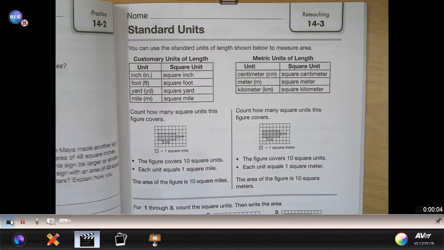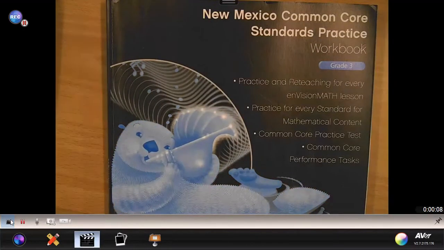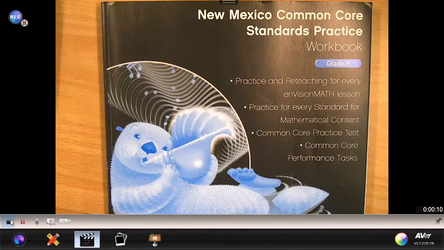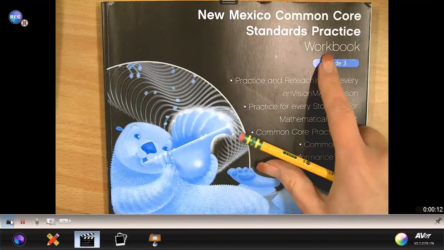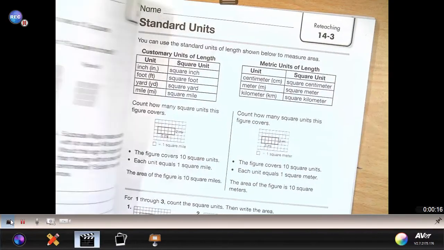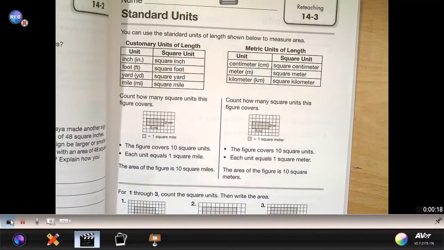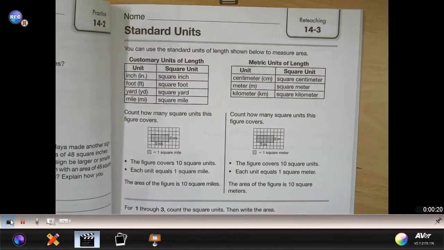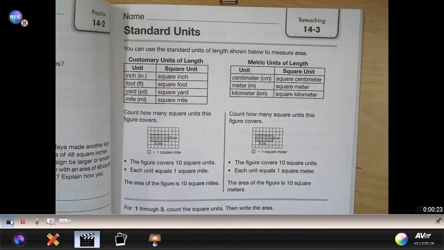Boys and girls, we're going to take a look at our assignment from yesterday, which is in our practice workbook for page 14-3.